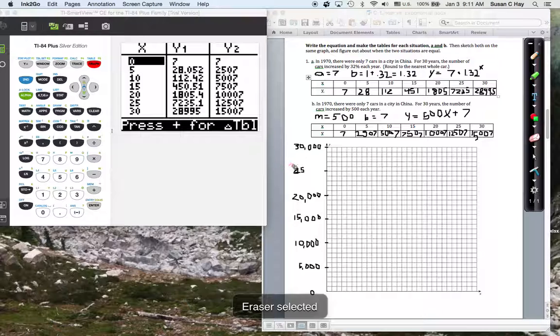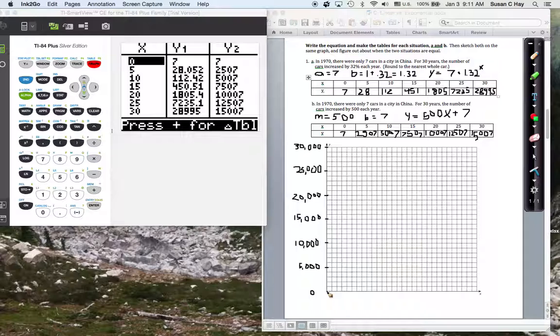So 25,000, okay, that's good enough. You get the idea. 25,000, and so that's our y-axis. Number of cars. Make sure you've labeled it such. So down here, we've also got 30 spaces. Isn't that convenient? So each one of these is going to be worth 1.